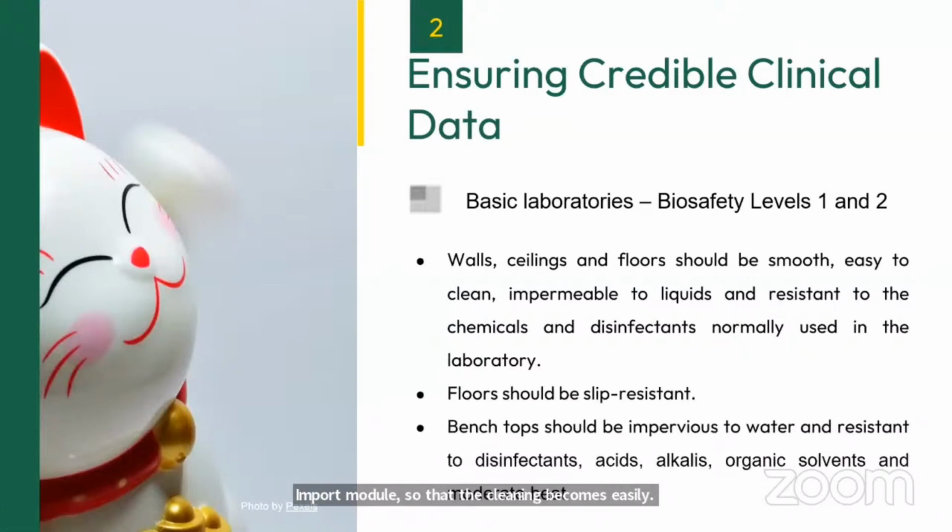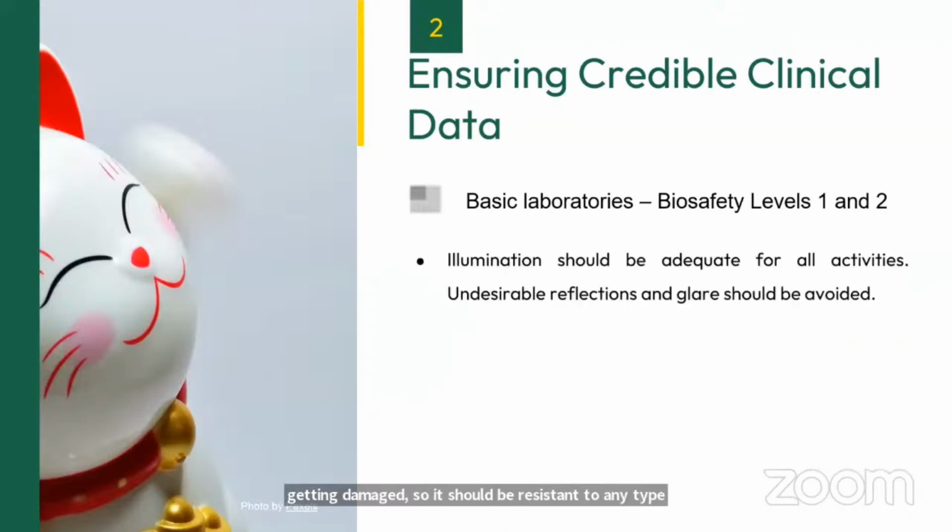Bench top should be impervious to water and resistant to disinfectants, acids, alkalis, organic solvents, and moderate heat. So your bench top should be designed in such a way that it is impervious, so that dust particles or microorganisms do not hide in those places, and it should be resistant to your disinfectants, acids, and alkalis. Otherwise, you are disinfecting and it is getting damaged. So it should be resistant to any type of disinfectants, acids, alkalis, and solvents.